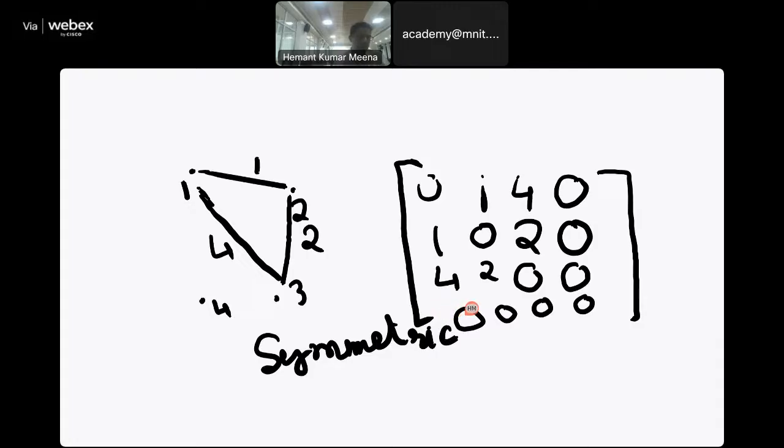Weight matrix is a symmetric matrix that we are observing, and weights are not limited. But remember one thing: in some cases this is basically an undirected weight matrix, where direction doesn't matter. Even there may be a case where direction is there.